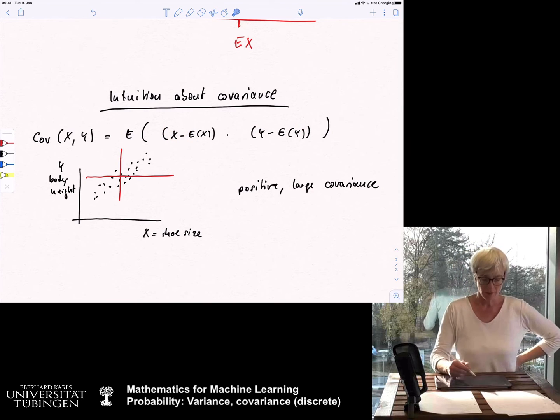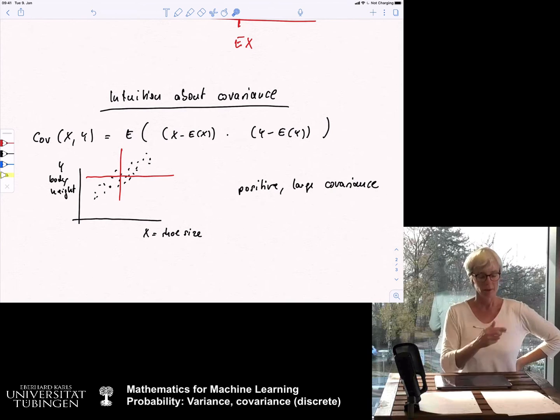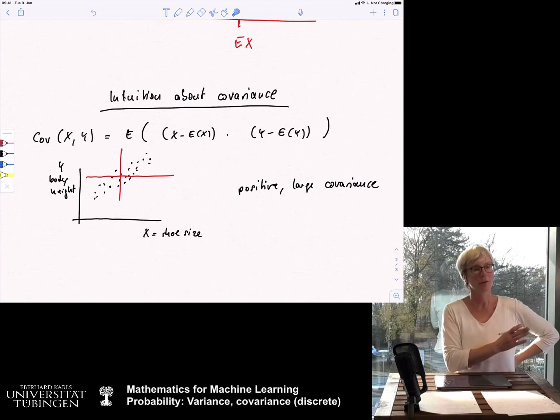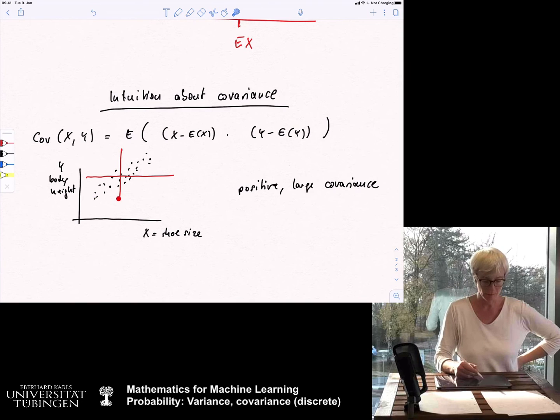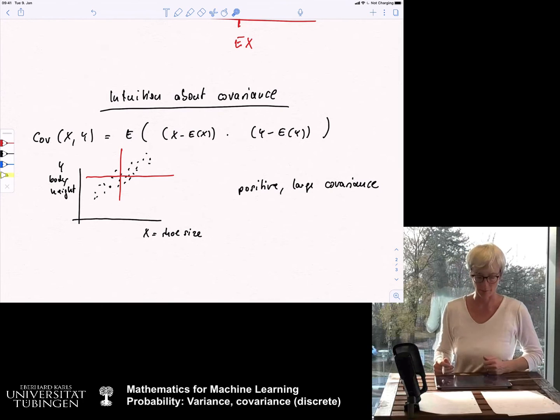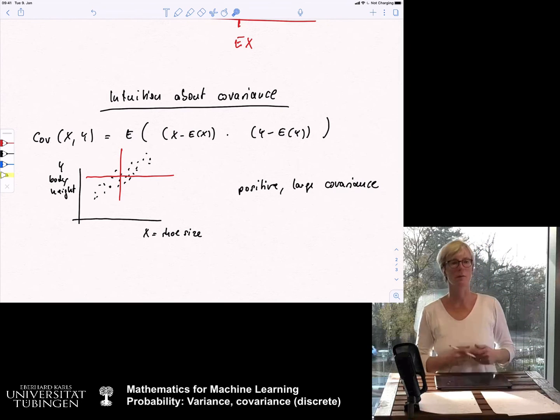And now here you have again these values where x is high and y is high, and at the other end you have the same. If x is very small, very negative, the absolute value is high but it's negative, then the same is true for the shoe size and the body height. And then again, this product is going to be large because both are high in absolute value and they have the same sign, so it ends up as a large number. So this is the typical situation where the covariance is high.